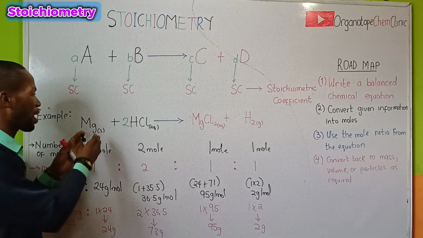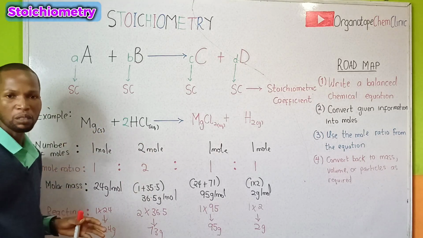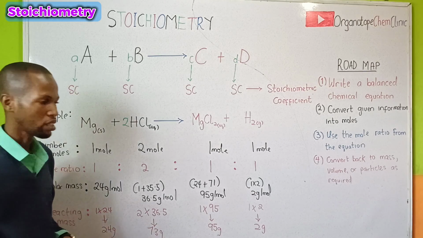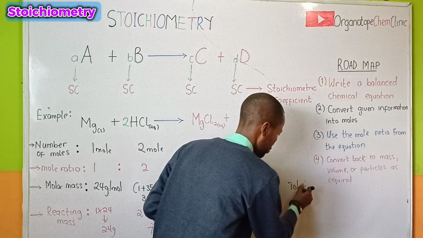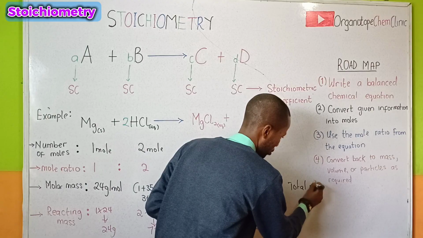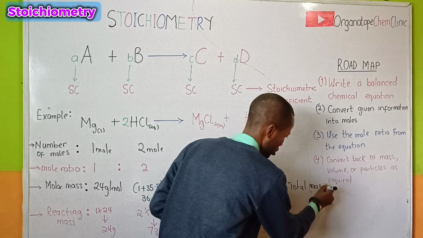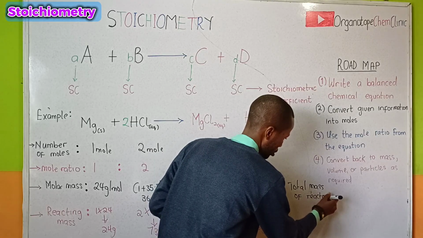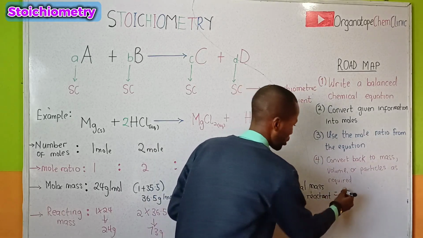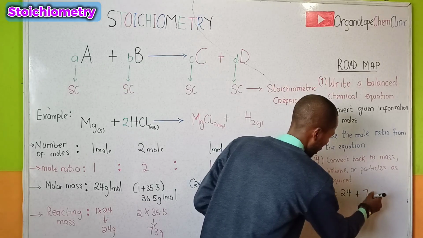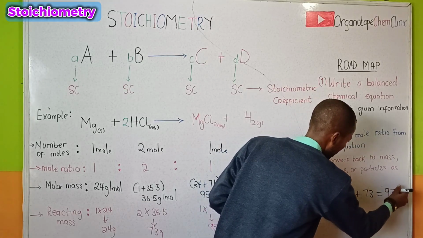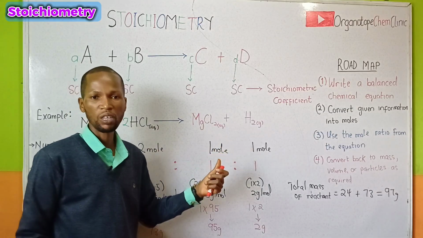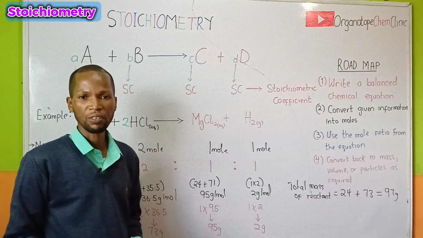We are going to add the reacting masses for the reacting species. So we have 24 plus 73. Total mass of reactants will be what? 24 plus 73, which will give us 97 grams. So the total mass of the reactant for this chemical equation is 97 grams.